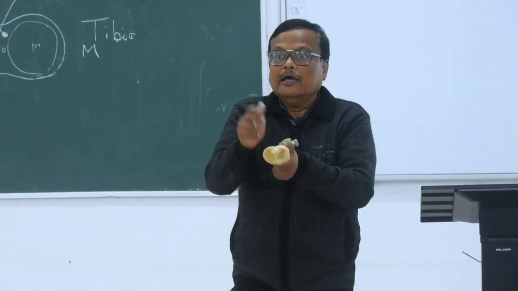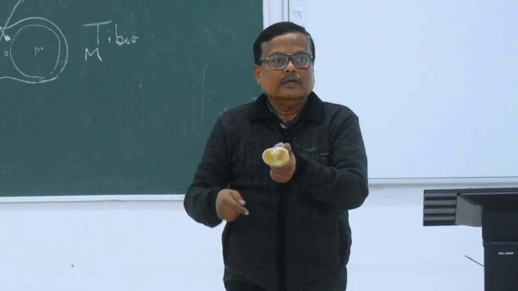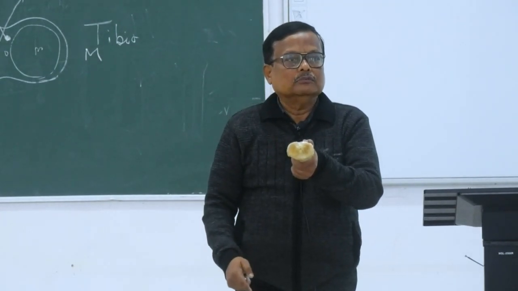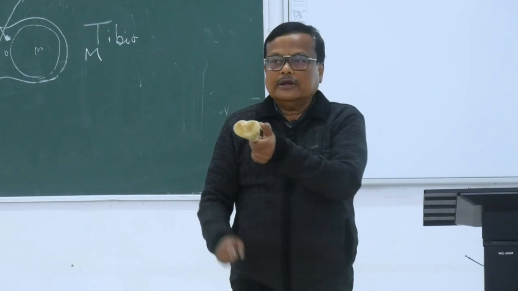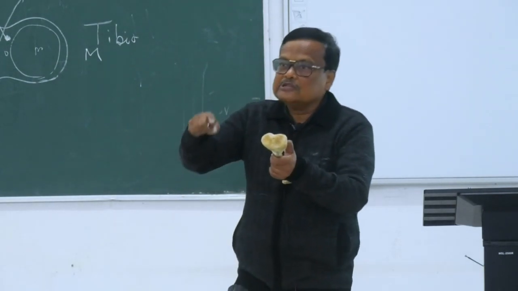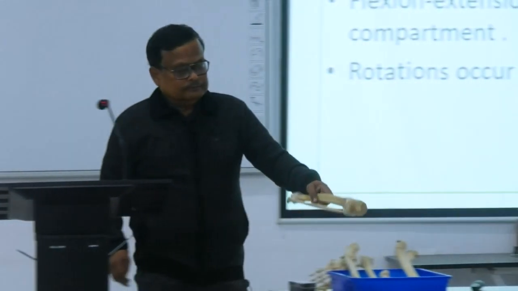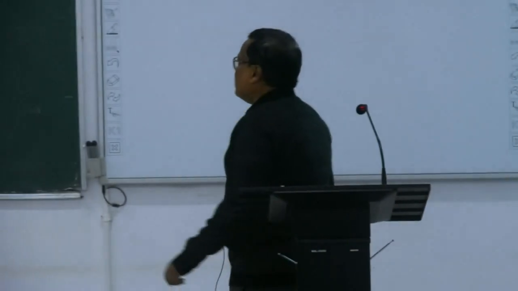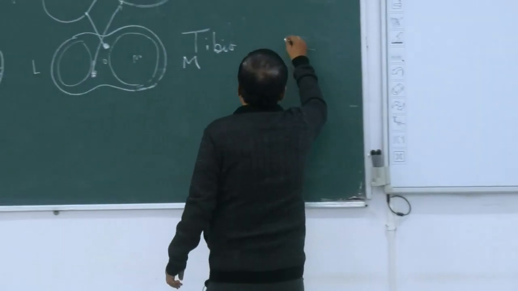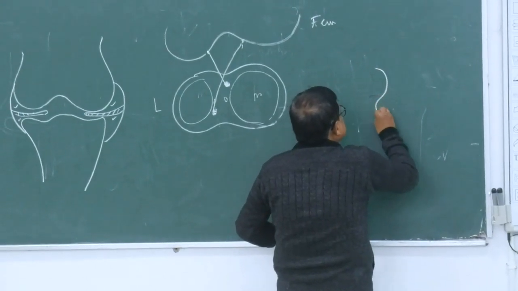It is very vital in the flexion and extension movement of the knee joint. Everything depends on this, so it must be remembered. Similarly, the medial meniscus is also larger than the lateral meniscus, and I have already told you that the shape of the medial meniscus is semilunar.